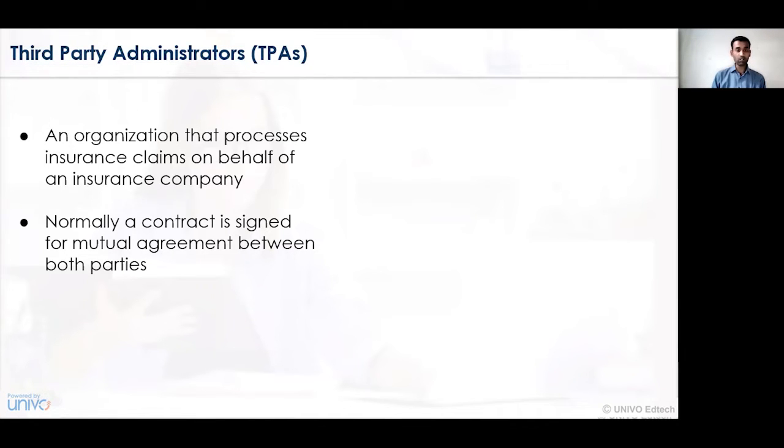Usually, a contract is signed between the insurance company and the third party administrator. This contract is signed as a mutual agreement between the parties, so that whatever terms and conditions have been laid down, and whatever processes, roles, responsibilities and duties each company, that is the insurance company and the third party administrator, have to perform, are written on paper and are binding for both the parties.